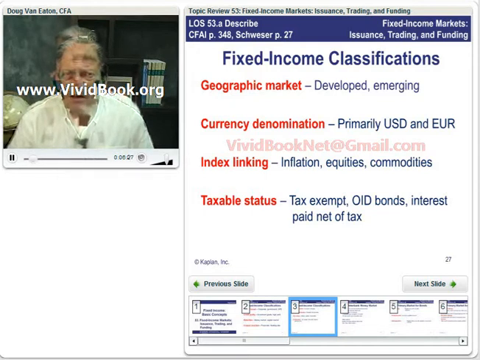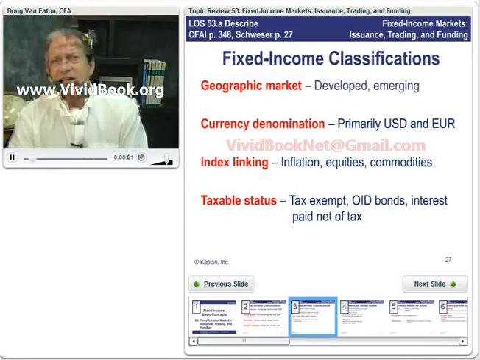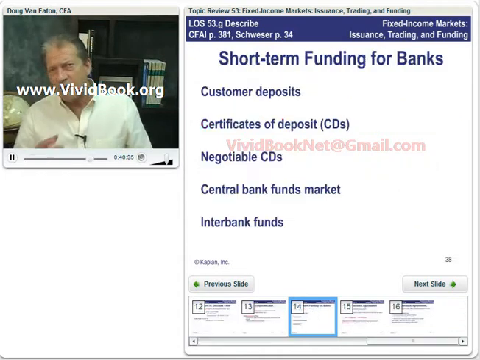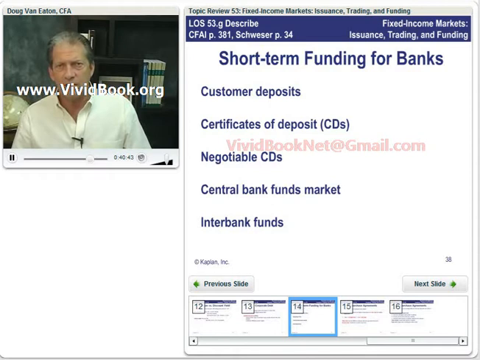Negotiable CDs are issued in very large denominations, and they can trade on the secondary market. So they trade like a bond with the creditworthiness of the bank standing behind them. For large banks, this is a very significant source of funds.